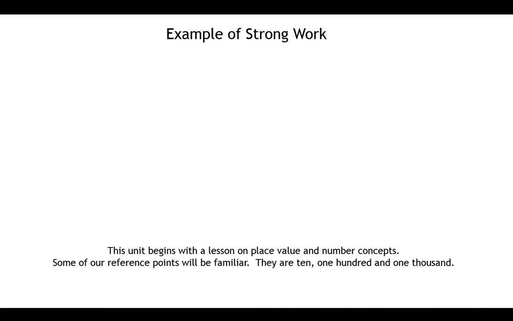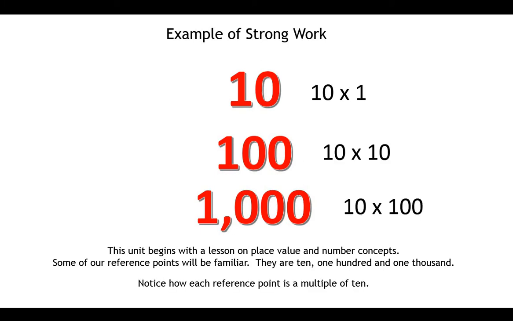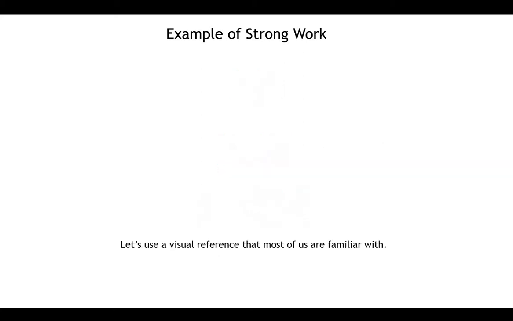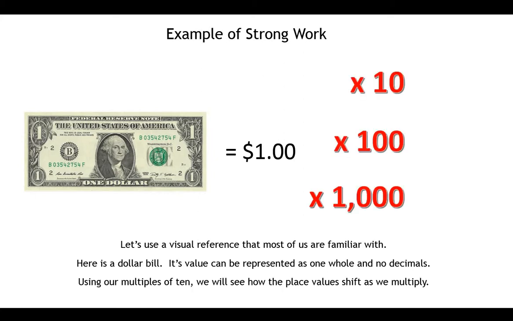This unit begins with a lesson on place value and number concepts. Some of our reference points will be familiar. They are 10, 100, and 1000. Notice how each reference point is a multiple of 10. Let's use a visual reference that most of us are familiar with. Here is a dollar bill. Its value can be represented as one whole and no decimals. Using our multiples of 10, we will see how the place values shift as we multiply.